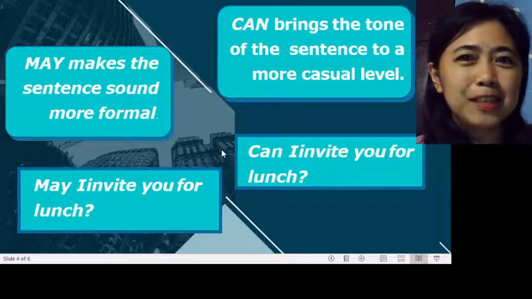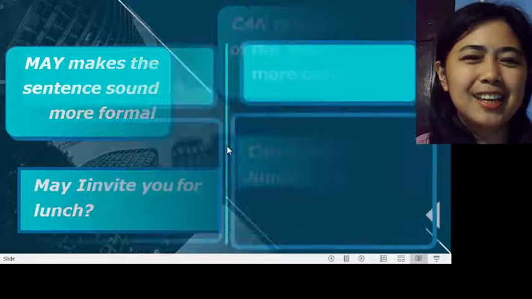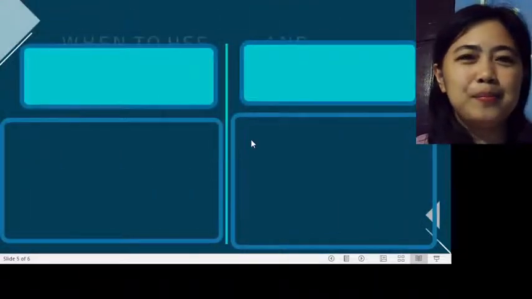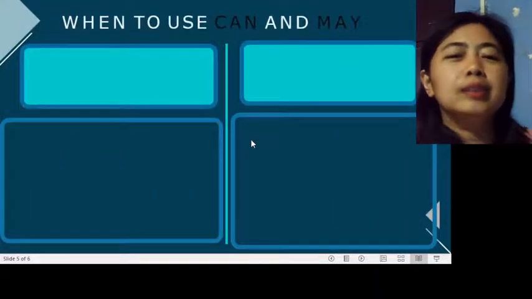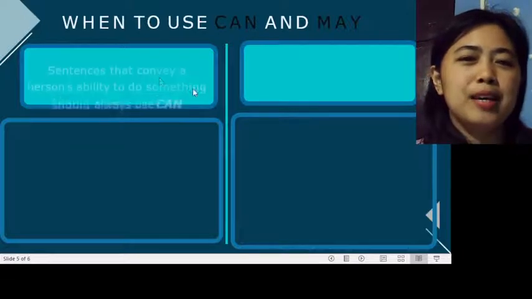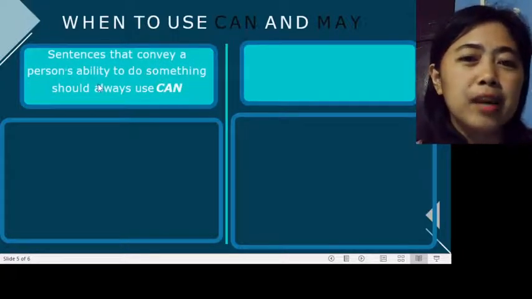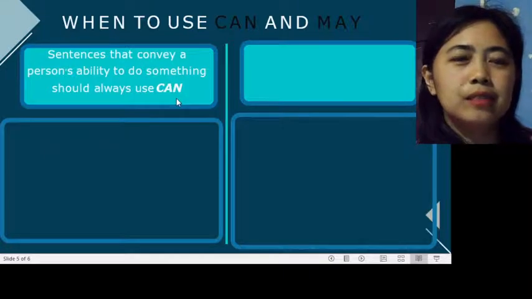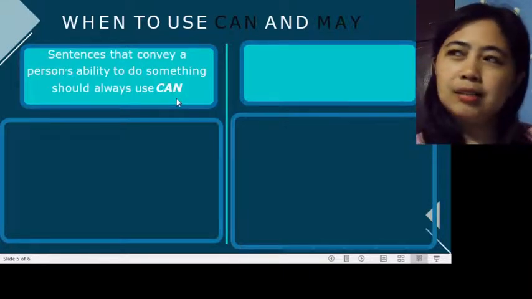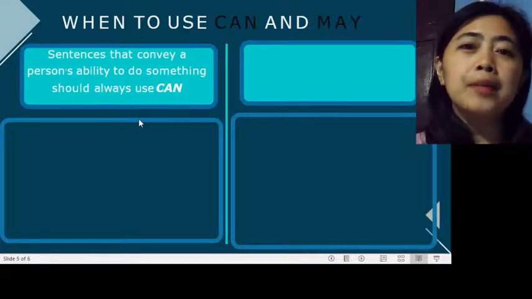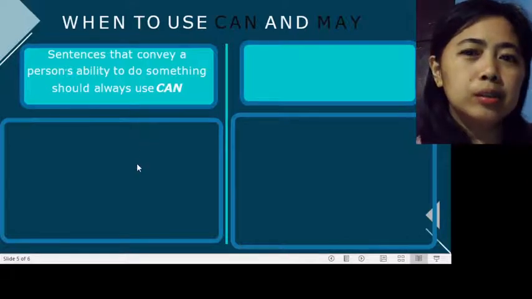Let's try to find out more sentences and how they differ. So when to use can and may. For can, sentences that convey a person's ability to do something should always use can. So if a certain person has the ability to do something, then the modal verb that you're going to use is can.